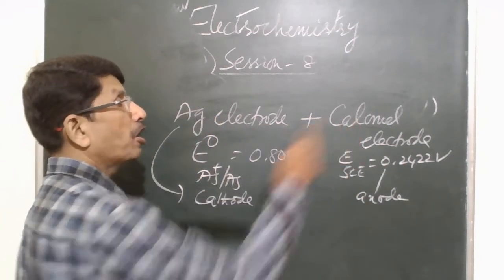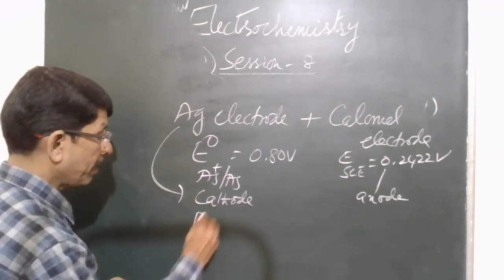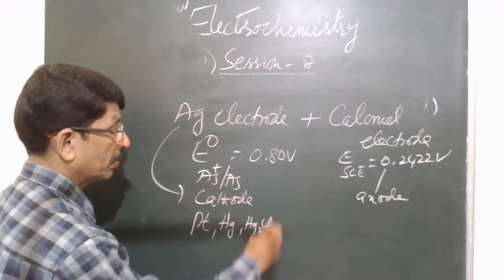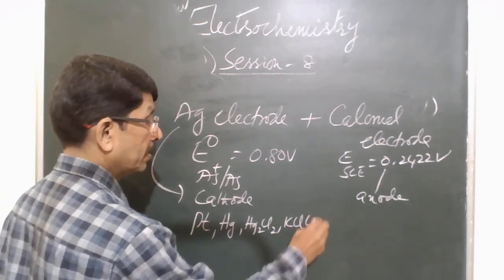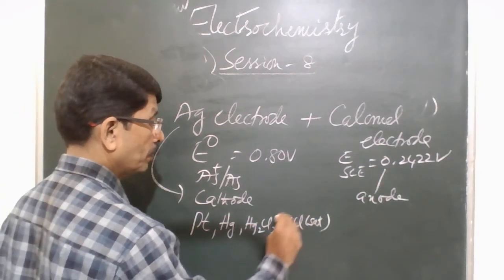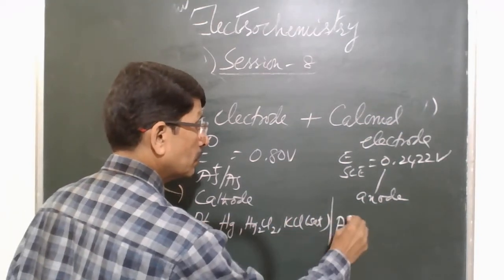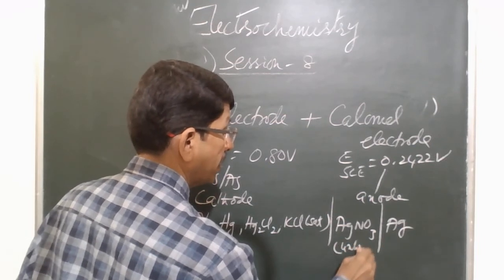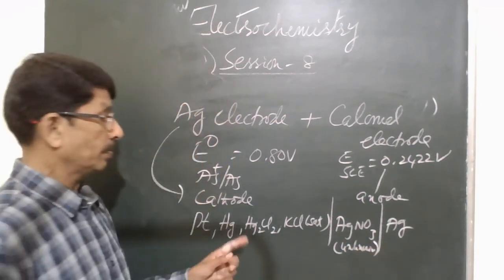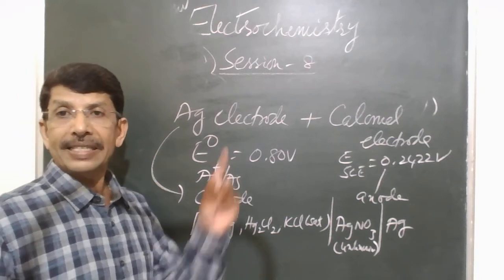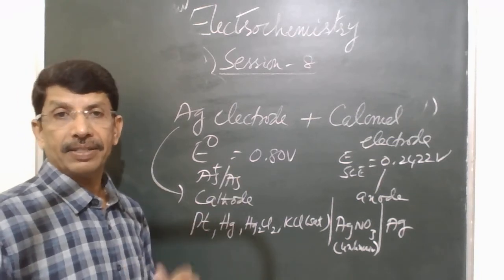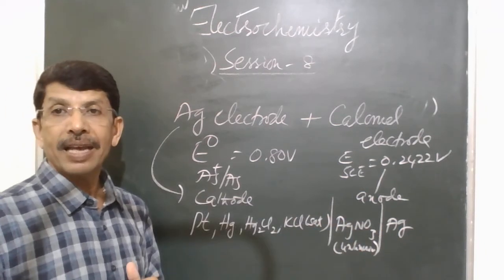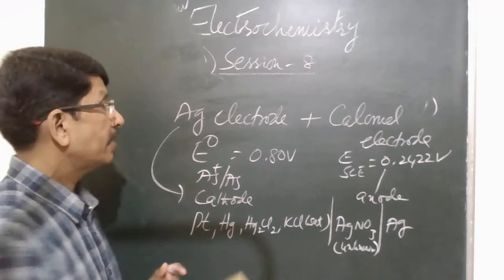Therefore, the cell formed by the calomel and silver electrode can be represented as platinum, mercury, mercury chloride, KCl saturated. So this is the cell used for the titration of silver nitrate against KCl. Here, when you look at the cell representation, silver electrode acts as cathode, calomel electrode acts as anode.